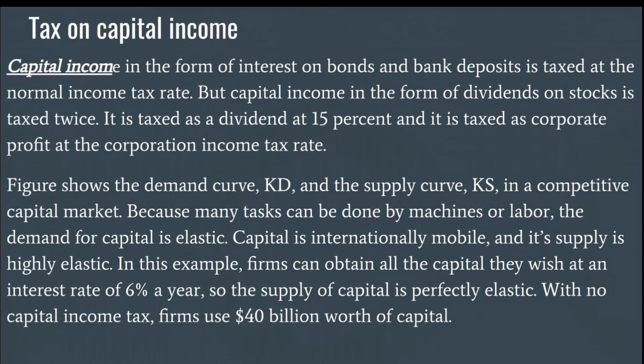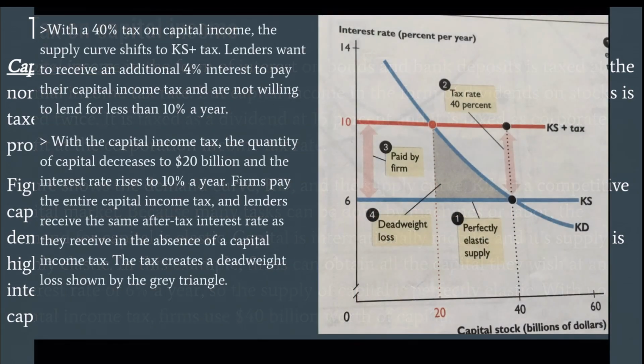Because many tasks can be done by machines or labor, the demand for capital is elastic. Capital is internationally mobile and its supply is highly elastic. In this example, firms can obtain all the capital they wish at an interest rate of 6% a year. So the supply of capital is perfectly elastic. With no capital income tax, firms use $40 billion worth of capital.